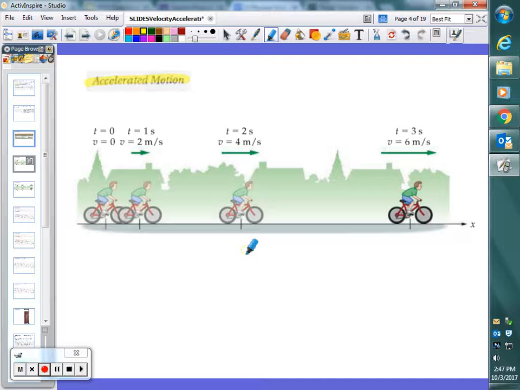Talk to the person next to you. What is the acceleration of this object?